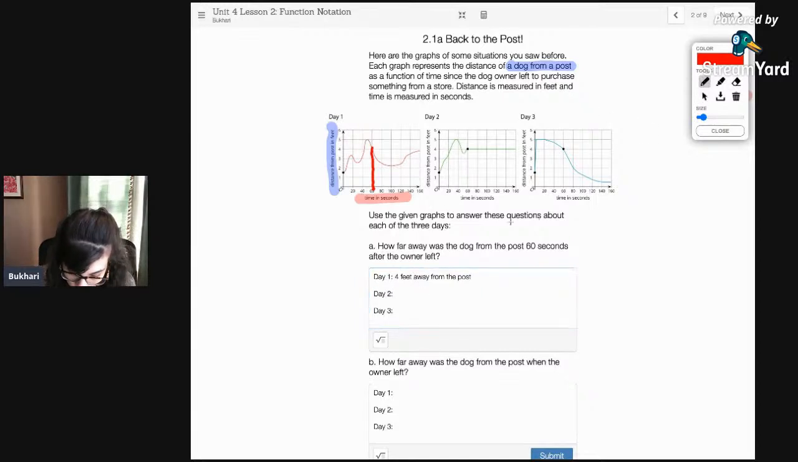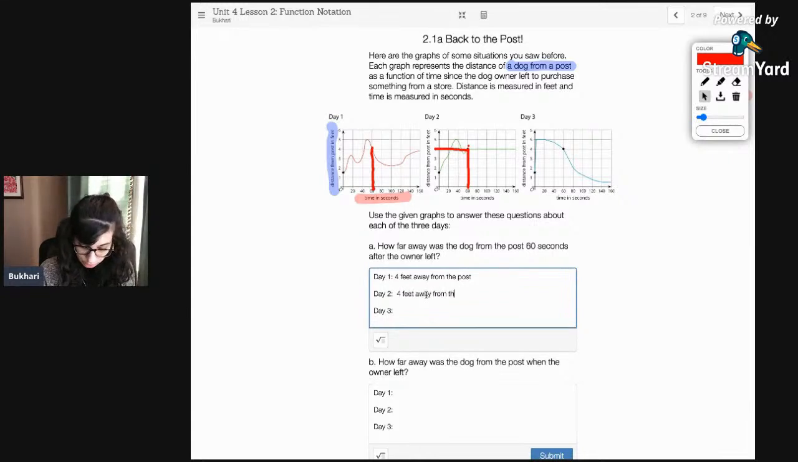And you want to do that for each one of your days. At day 2, if I'm going up to 60 seconds, I know that my graph is at distance from post in feet also at 4. And so on day 2, I'm also 4 feet away from the post. And so you want to go through each question, and I know that it may seem tedious, but we want you to start building the connection between my input value of time and my output value of distance.